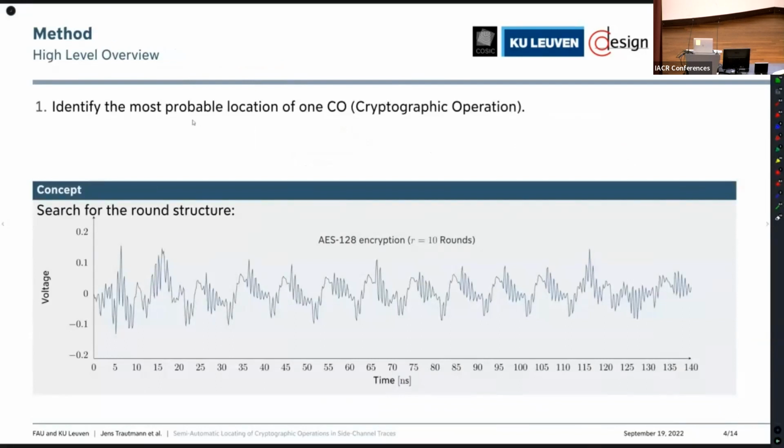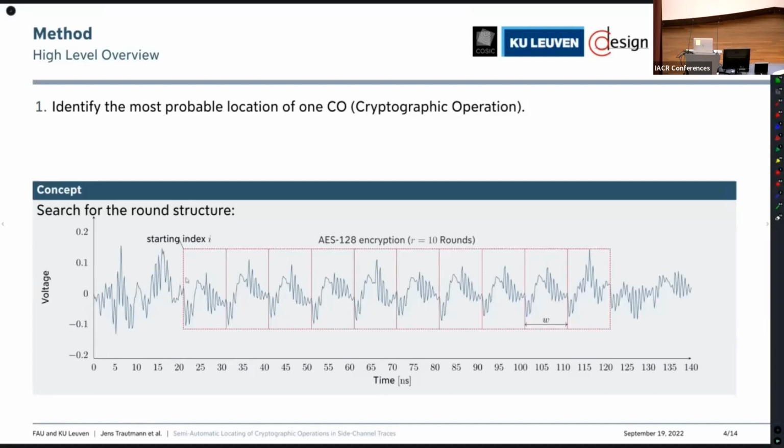First we want to identify one cryptographic operation in a larger side channel trace. Here I have one example of an AES-128, and we will only focus on round-based ciphers, as here we can find patterns that are characteristic to those. For AES-128 we have 10 rounds, and 9 of those rounds have the exact same operations but with different data, and this also shows in the side channel trace.